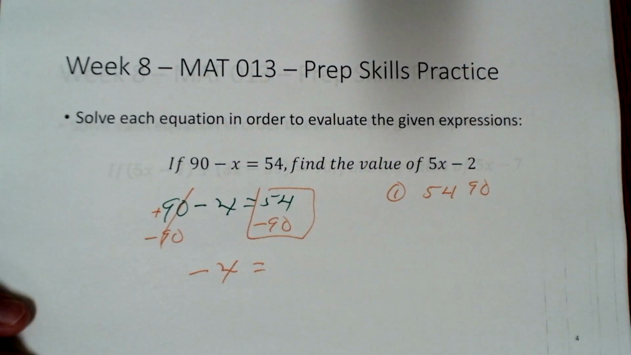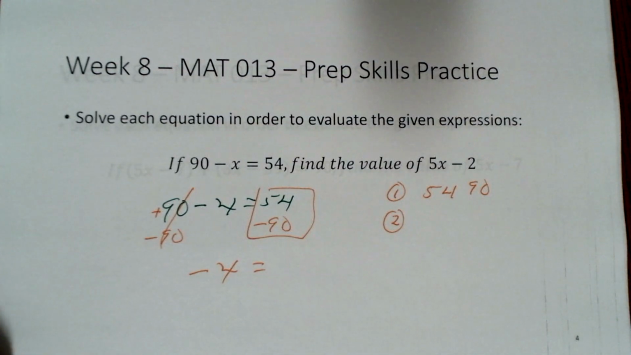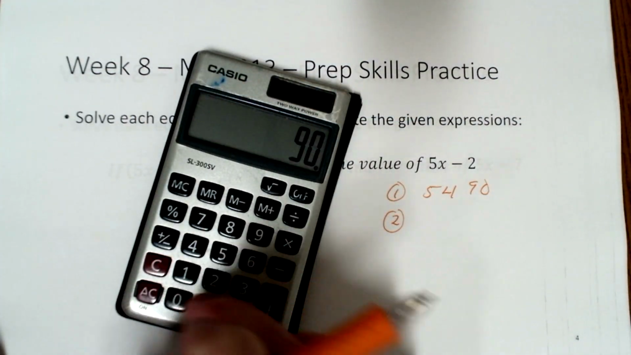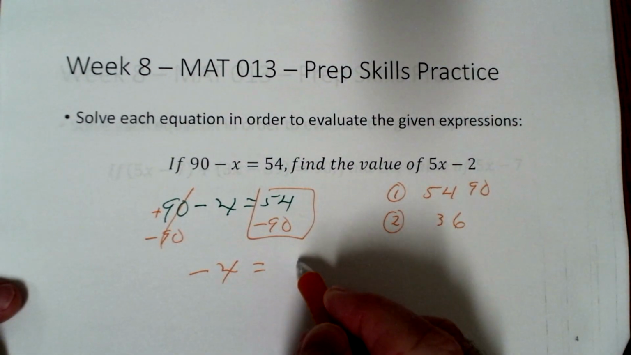We don't see a plus or a minus, they're neutral. Step 2 says do what? It says subtract the smaller number from the larger number. So we'll go 90 minus 54. We arrive at 36. So 36 is our answer.